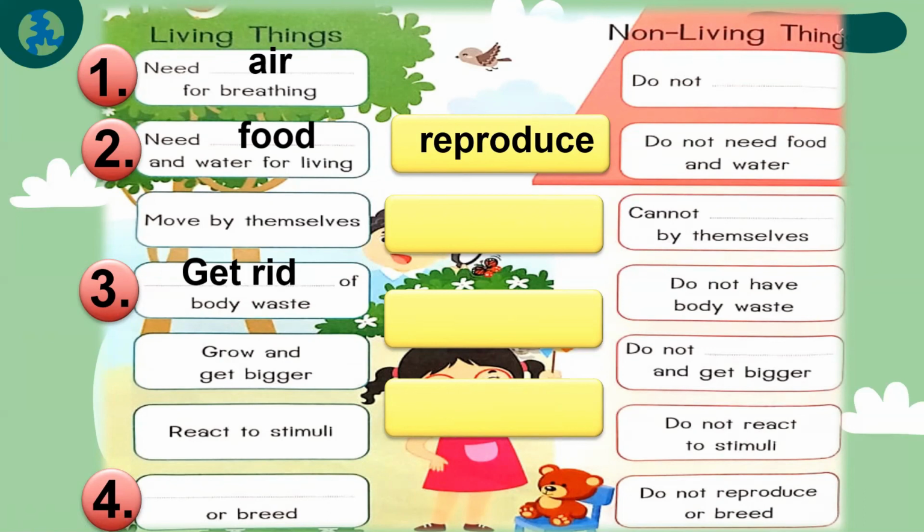And of course, for number 4, we only have 1 choice left. So basically, this is reproduce. Living things reproduce or breed. Okay, so let's read. For number 1, need air for breathing. Number 2, need food and water for living. Number 3, get rid of body waste. And number 4, reproduce or breed.